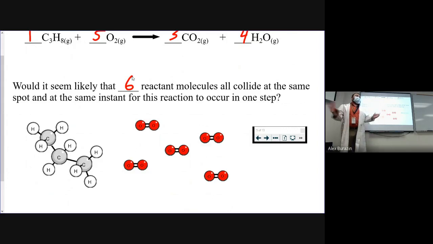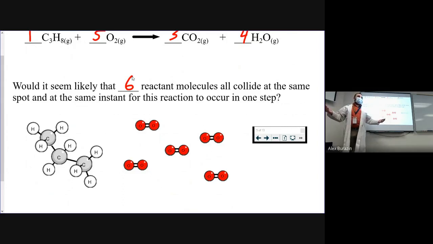Okay, quite literally not possible. We've approached 0, right? This is like one of those probability limit situations where we've effectively reached 0. This is not going to happen. You're not going to have 6 molecules flying around in space all collide at the same instant at the exact same spot in time. Not going to happen.